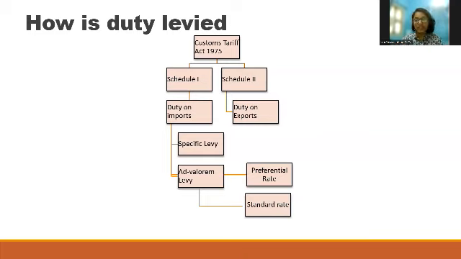Now, ad valorem levy can again be divided into two, preferential rate and standard rate. Standard rate is the rate which is mentioned in the Customs Tariff Act 1975 and which will be applicable in general parlance. Preferential rate is if India is having a treaty or a trade agreement with any country, it might offer a preferential rate for imports from that country. The same will be notified by government and wherever it is being notified, preferential rate will apply. So this is the whole picture of how the duty is being levied.